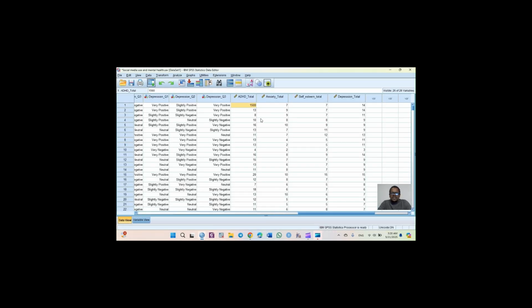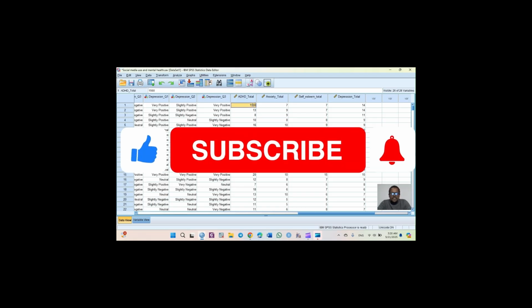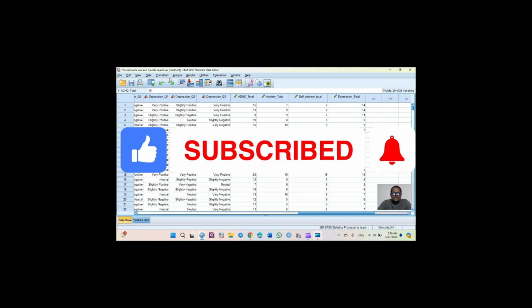For researchers, students usually check the closeness of the mean and the 5% trimmed mean, and also the median. If they are closely related, if the numbers are very close, it's a sign of normally distributed data. Let me correct this one and save.